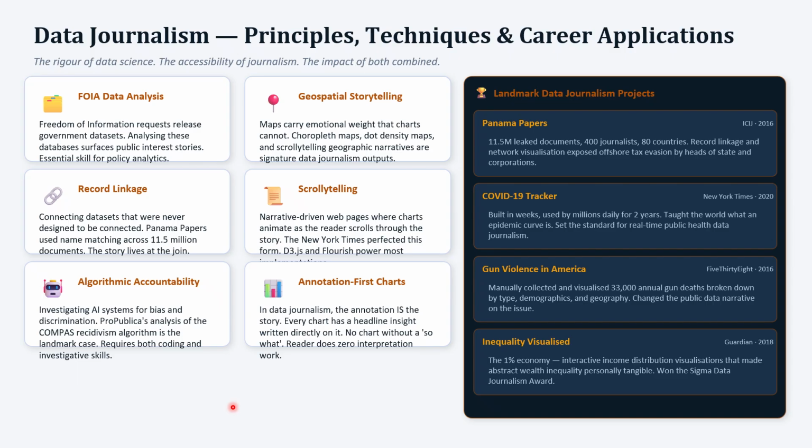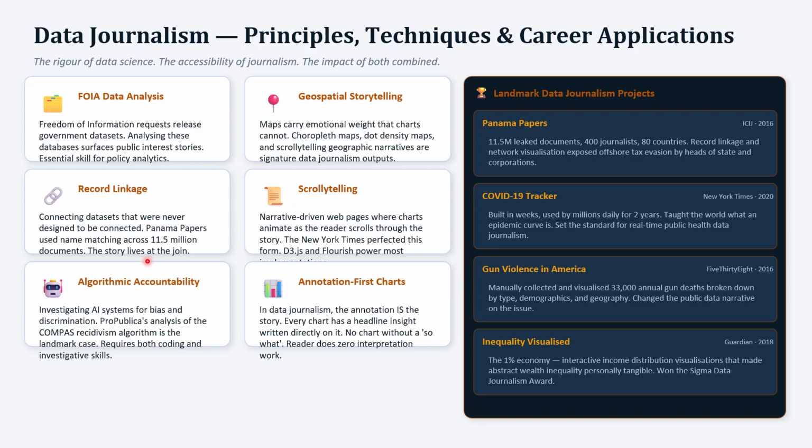Learning how to request, receive, and analyze government data sets is a career differentiator for policy analytics and for public sector data roles. Then geospatial storytelling: maps trigger an emotional response that bar charts never can. Seeing a COVID hotspot on the map of your own city is fundamentally different from seeing a bar chart of the cases.